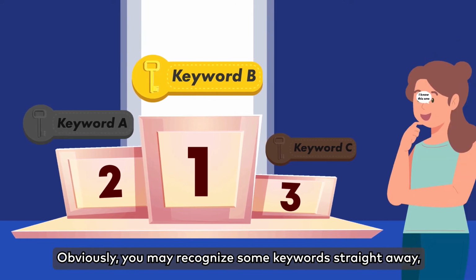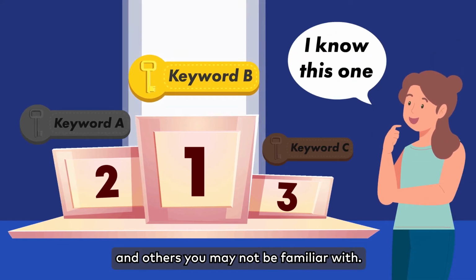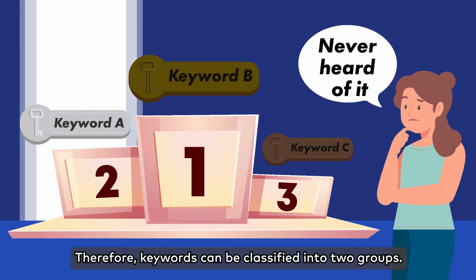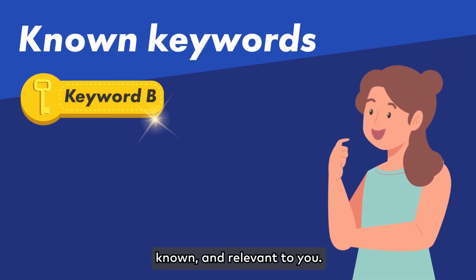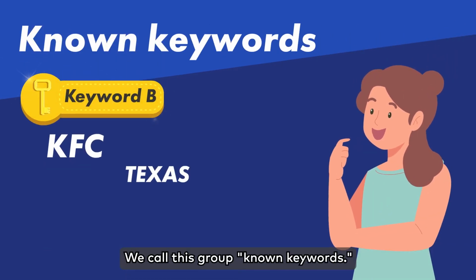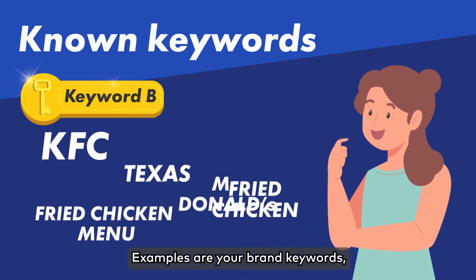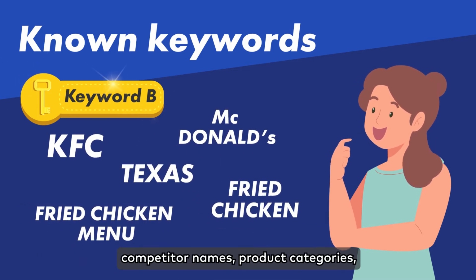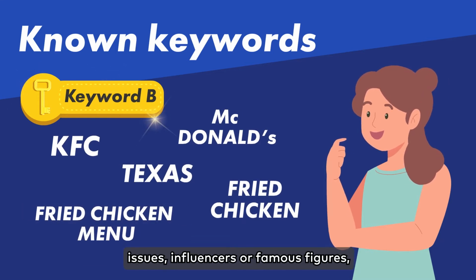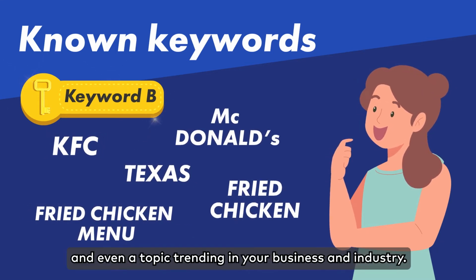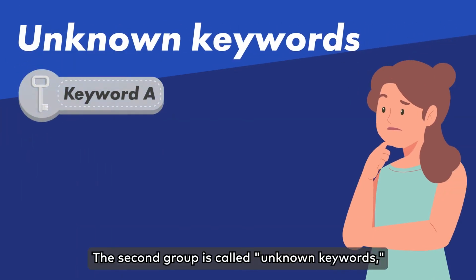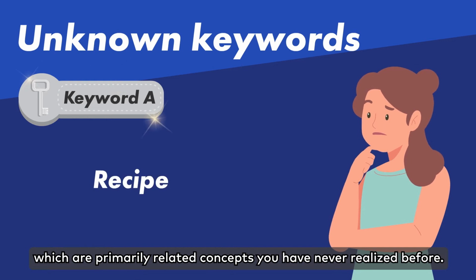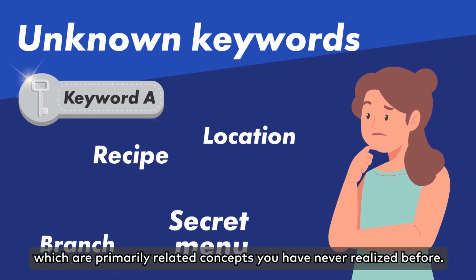Obviously, you may recognize some keywords straight away, and others you may not be familiar with. Therefore, keywords can be classified into two groups. The first keyword group includes some things that are familiar, known, and relevant to you. We'll call this group known keywords. Examples are your brand keywords, competitor names, product categories, issues, influencers, or famous figures, and even a topic trending in your business and industry.